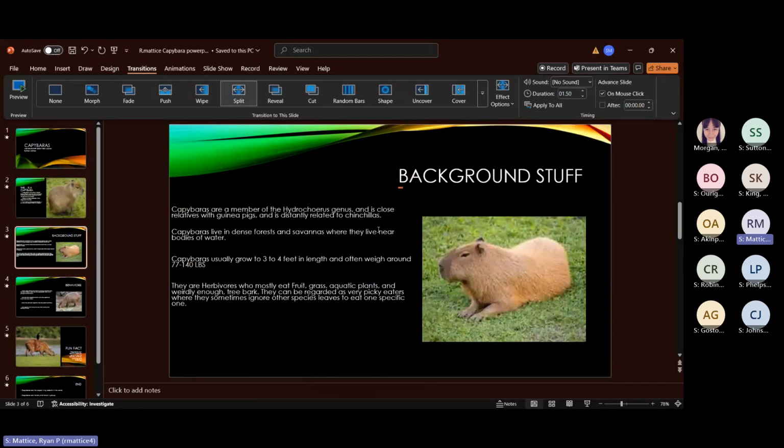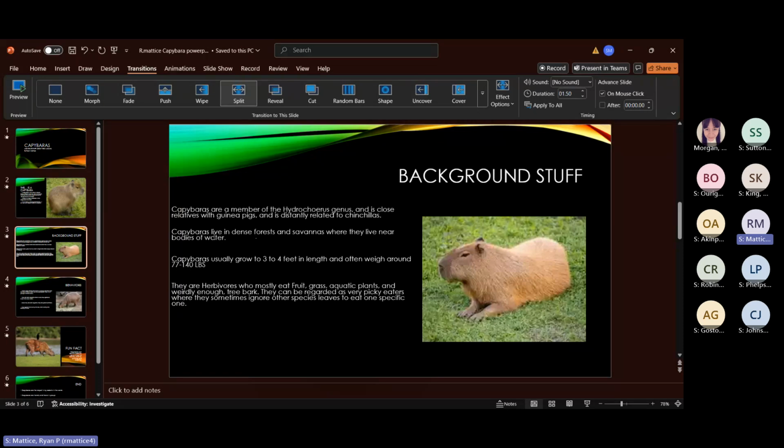So some background about these guys. They're a member of the Hydrochoerus genus. I don't know how to pronounce that, so sorry. They're a close relative of guinea pigs and distantly related to chinchillas, which are also really adorable creatures. So if you ever want to see something like that in your free time, look up chinchilla.